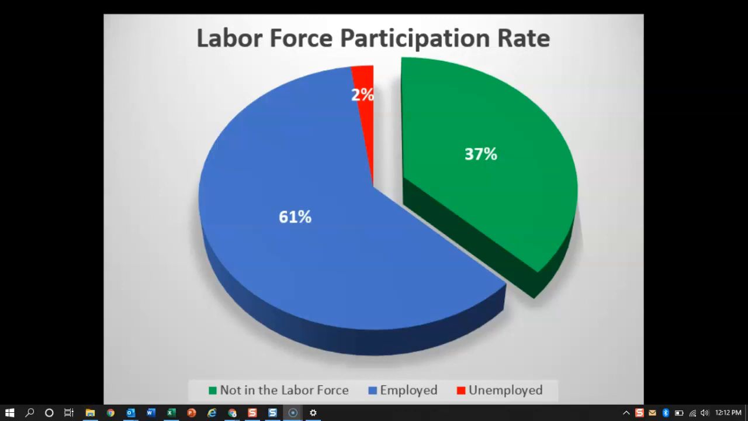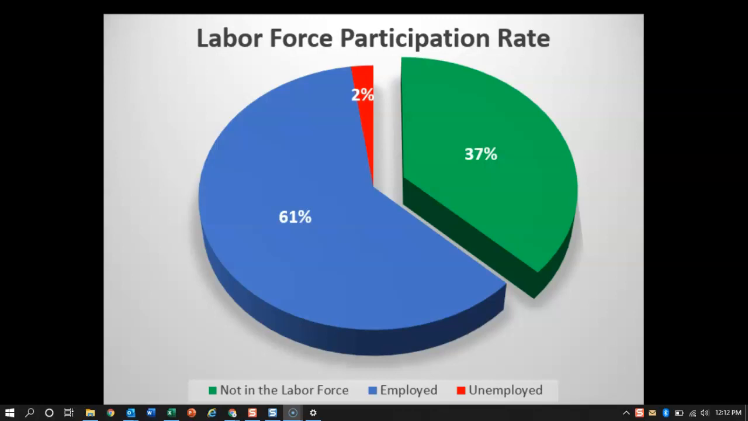Now, the labor force participation rate is going to take a look at the overall universe of people 16 or older and see what percentage of that universe of 16 or older is actually participating in the labor market, either with a job, employed, or looking for a job, unemployed.